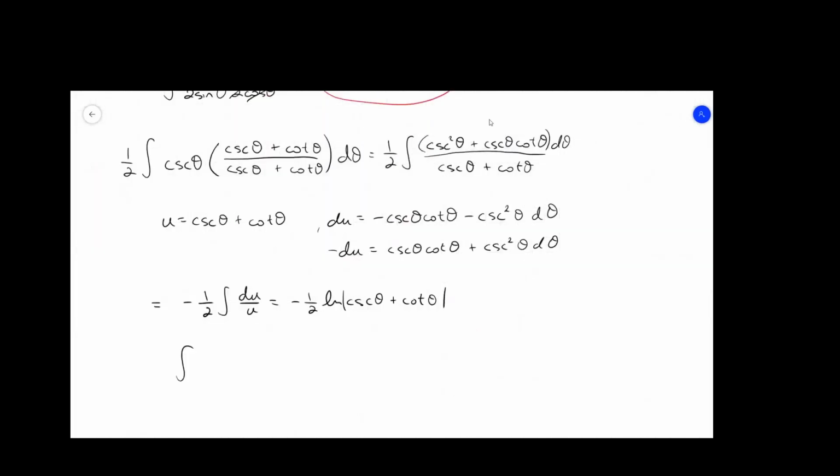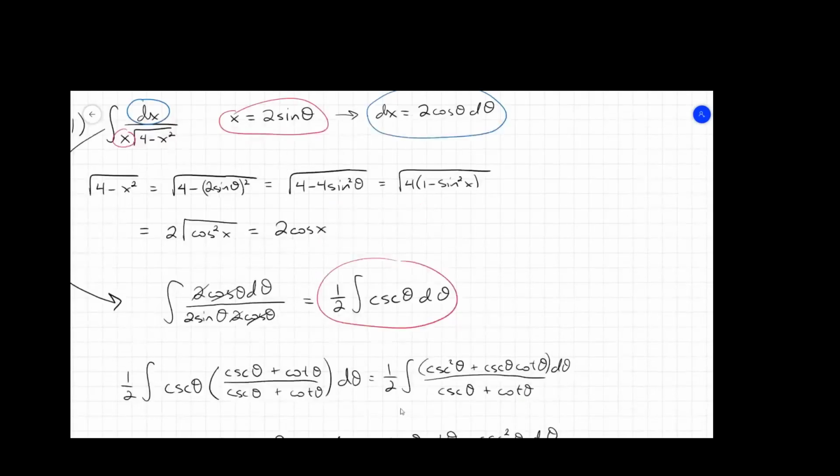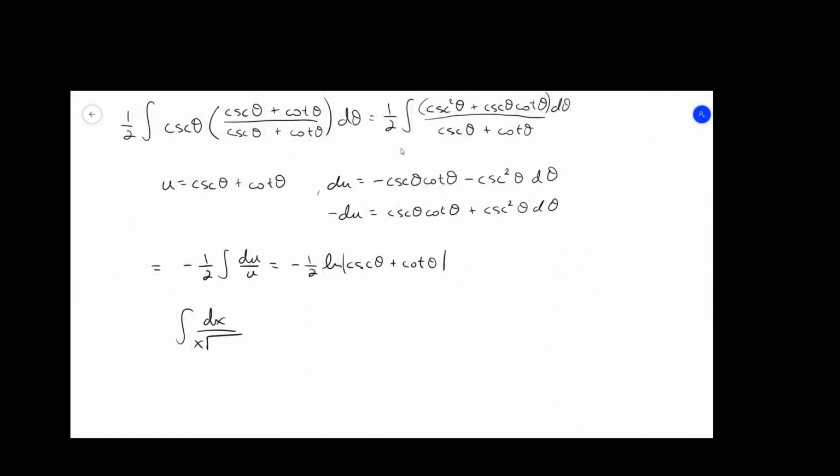We said that dx over x square root of 4 minus x squared became the integral, or 1/2 integral of cosecant, which then became negative 1/2 natural log of cosecant plus cotangent.